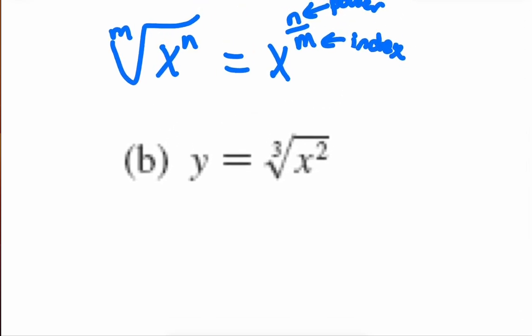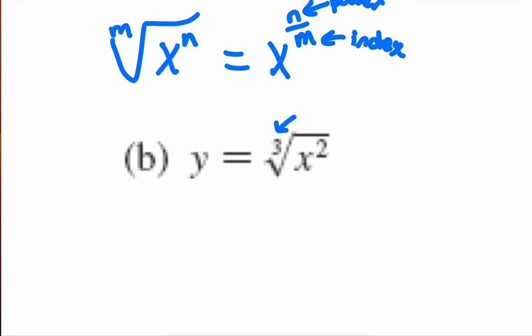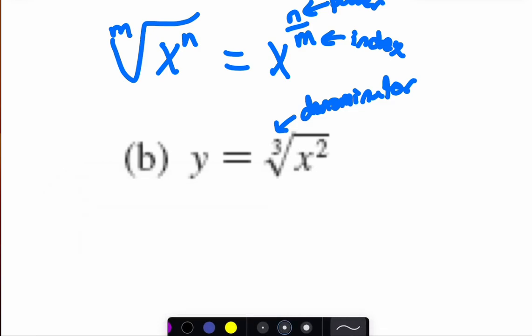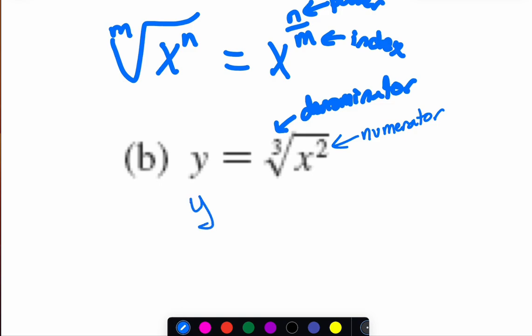So if you look at that, this is going to be our denominator. And this is going to be our numerator. How do you spell numerator? There we go. Thank you. I can't spell. Anyway, so you first are going to write this as a 2/3 power.